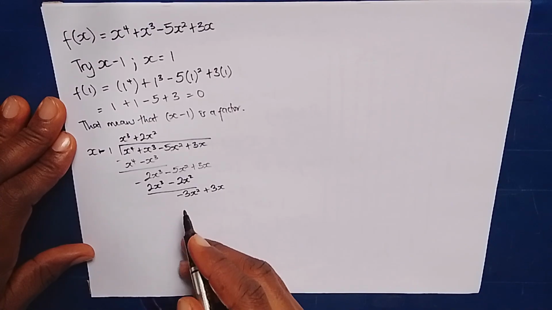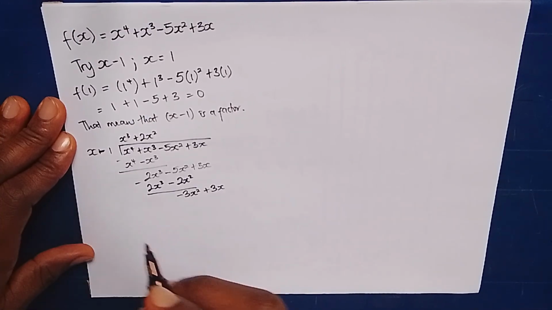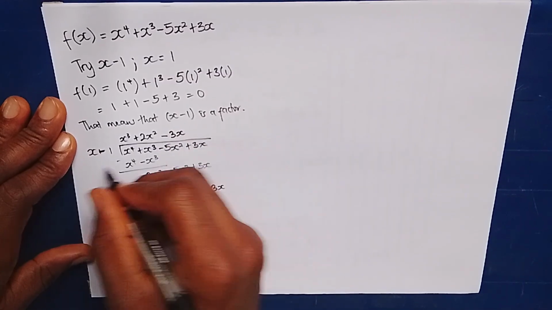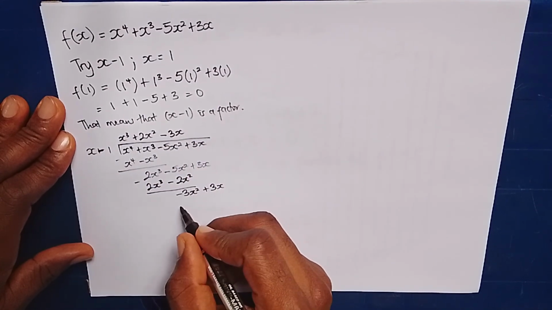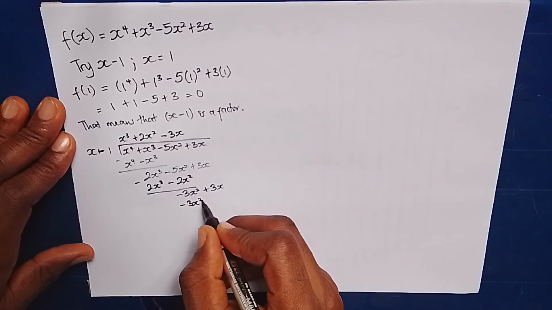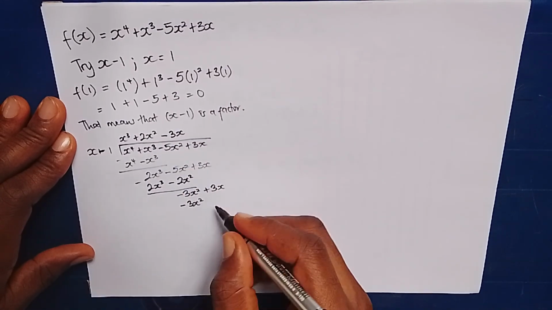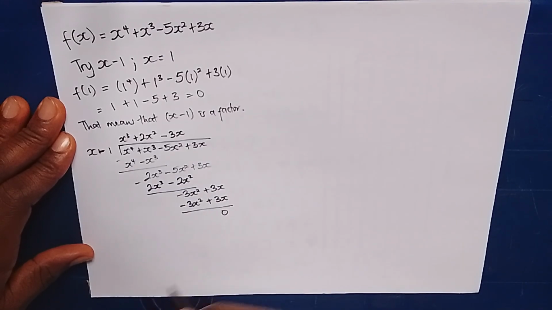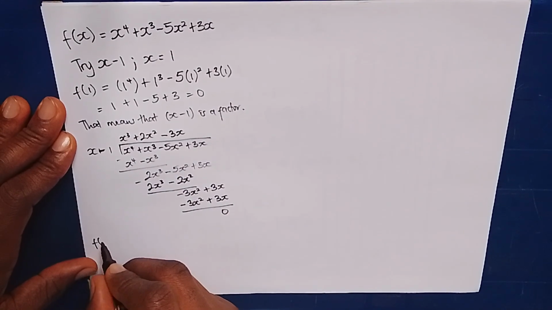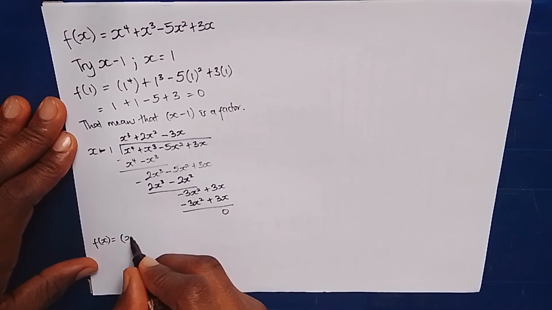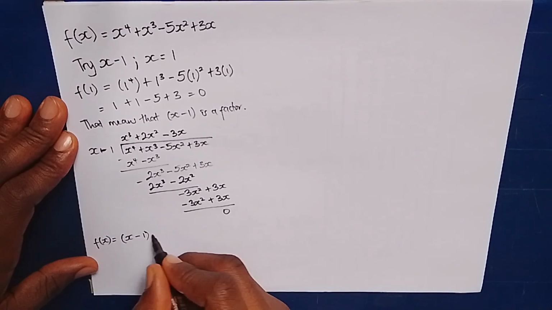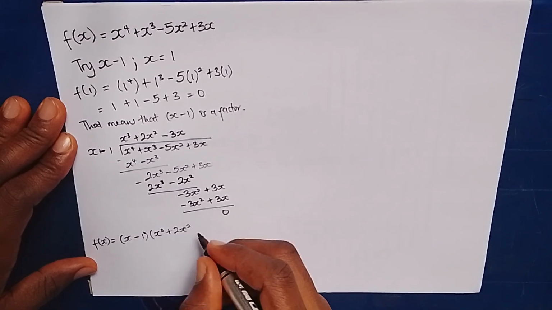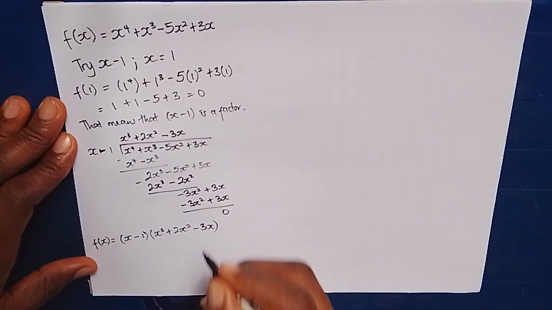So minus 3x squared divided by x will give us minus 3x. Minus 3x multiplying the divisor will give us minus 3x squared. Minus 3x times minus 1 gives us plus 3x. By the time you subtract this, you have 0. So that implies that our f of x is equal to the product of x minus 1 and x cubed plus 2x squared minus 3x.